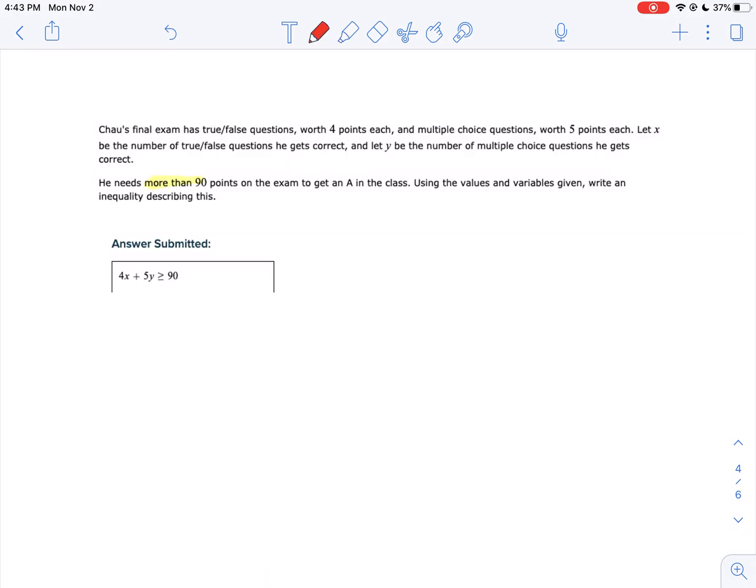You had the hard part right. 4x plus 5y. But more than is not equal to. So it should have been more than 90. That's all we needed in that question. Then you would have had it right.